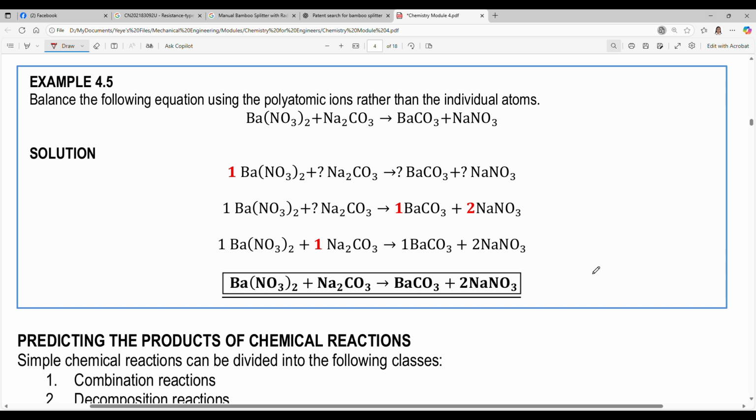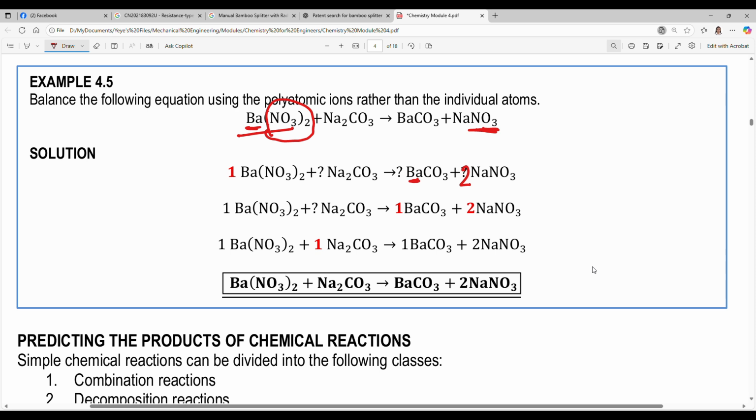Balance the following equation using the polyatomic ions rather than the individual atoms. So you do not break them apart, that is all it means. We have here barium nitrate plus sodium carbonate will yield barium carbonate and sodium nitrate. Let's start with the most complicated one, in this case this. Your barium is 1, so here 1, your nitrate is 2. Here you see 1, so we put 2.